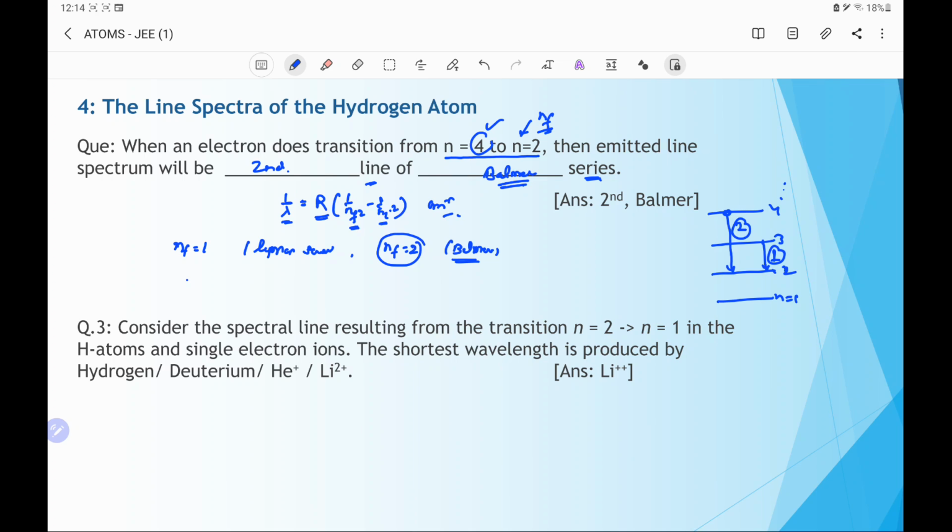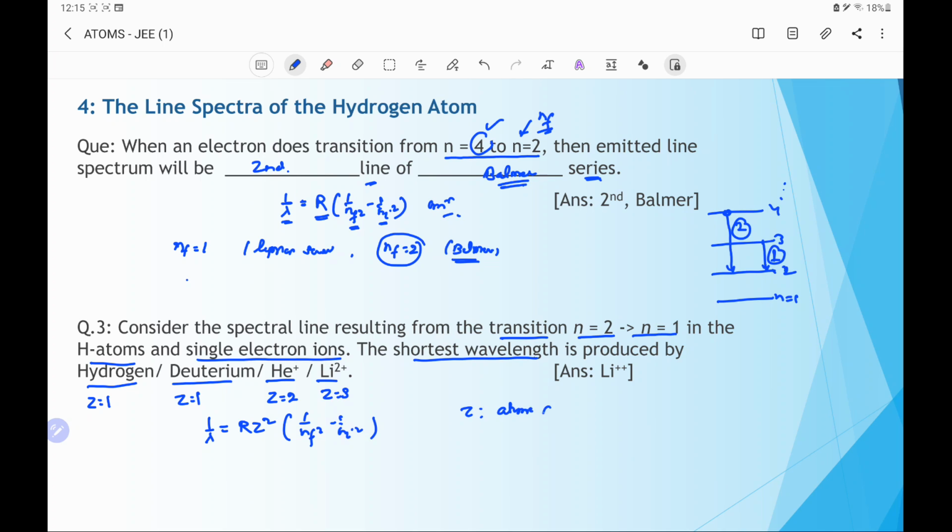This is the answer. Next question is, consider the spectral lines resulting from the transition from n equal to 2 to n equal to 1 in hydrogen atom and single electron ions. The shortest wavelength is produced by, there are 4 options: hydrogen, deuterium, helium and lithium. We know the atomic number of hydrogen is 1, for deuterium it is also 1, helium it is 2 and lithium it is 3. And already we have derived the formula for the wavelength, that is 1 by lambda equal to R Z square for hydrogen-like atoms, times (1 by nf square minus 1 by ni square), where Z is the atomic number of the atom.